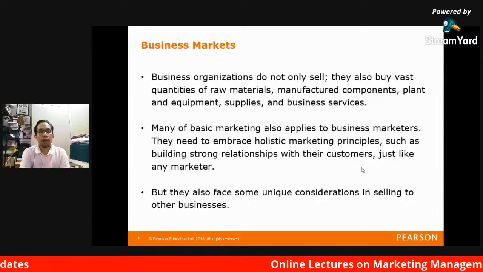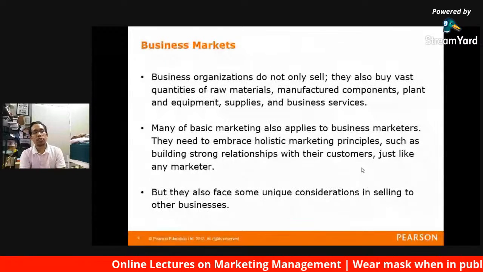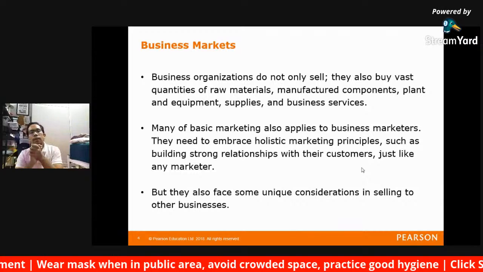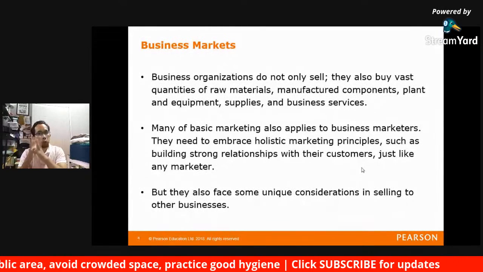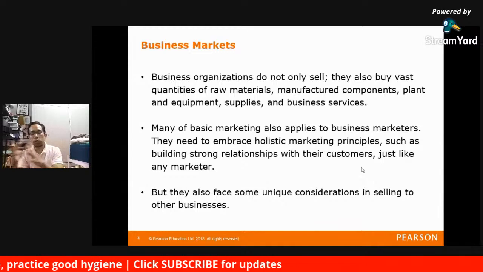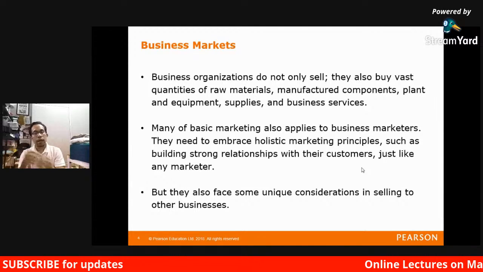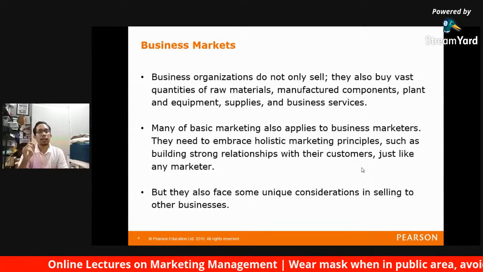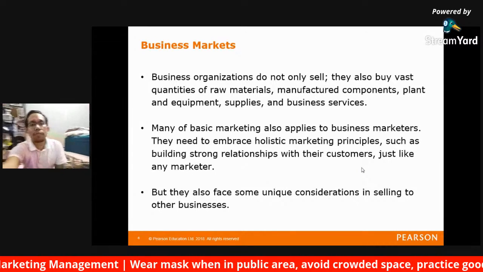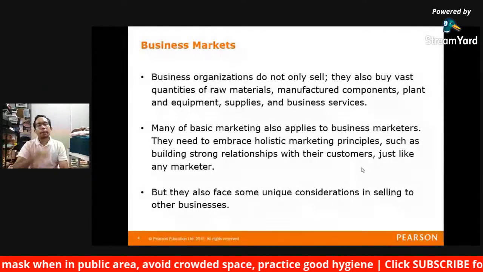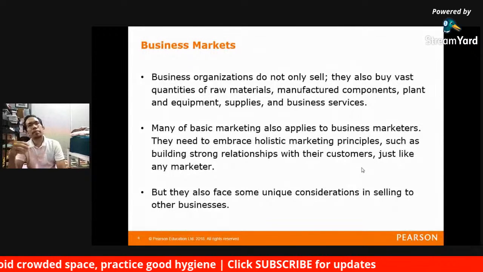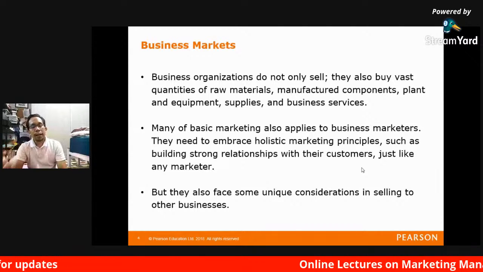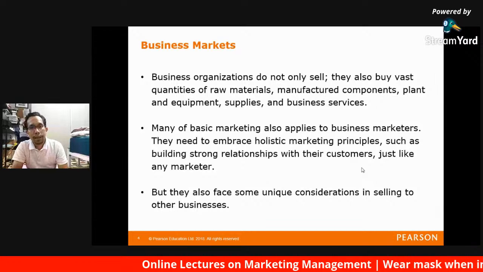They need to embrace holistic marketing principles, such as building a strong relationship with their customers, just like any marketer. I mean here the bond between manufacturer and consumer, we call it B2C, and B2B. B2C is much easier since the relationship is quite short, in terms of period of time. But for business to business, since they buy in large quantity, we need to consider a very strong relationship with the buyer.